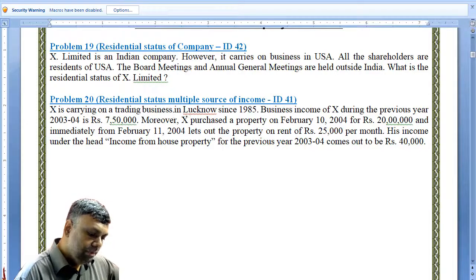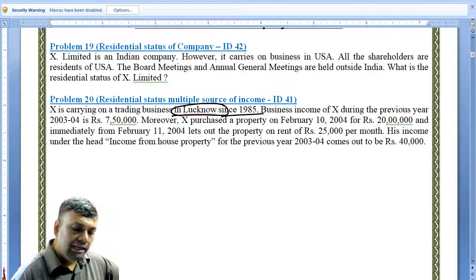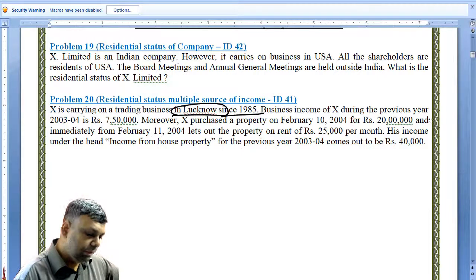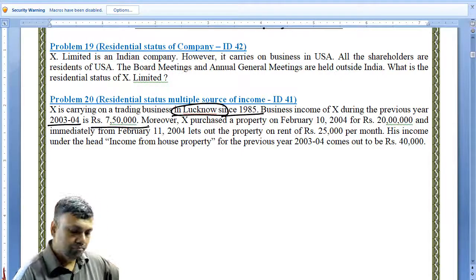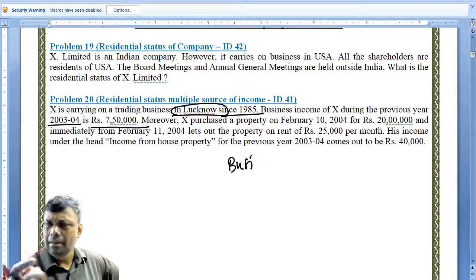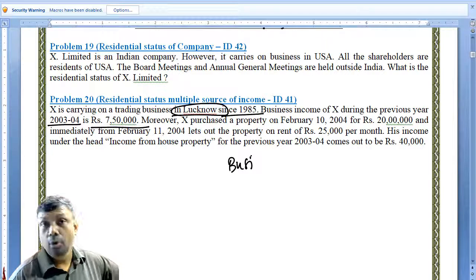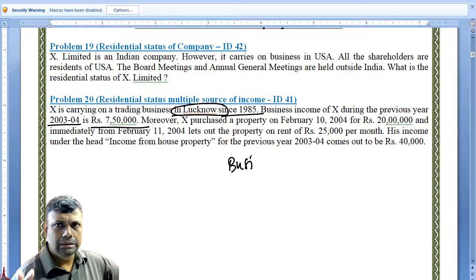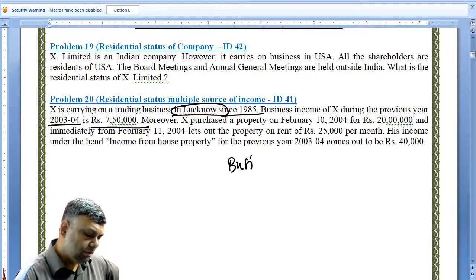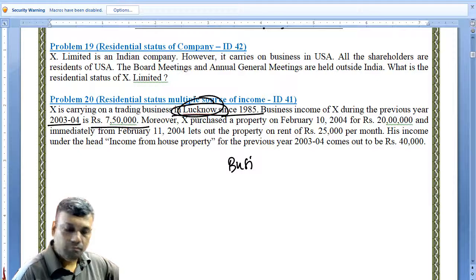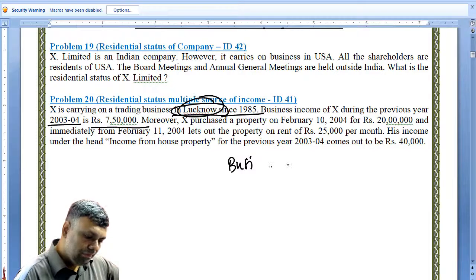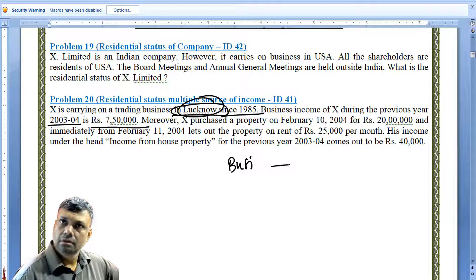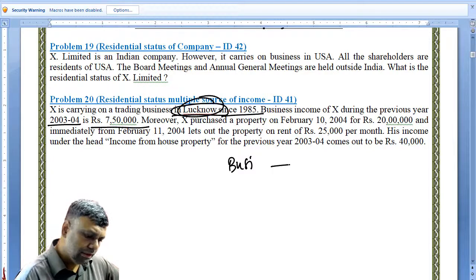X is carrying on trading business in Lucknow since 1985. Business income for the previous year 2003-4 is this, so you have a business income. Just understand, because of the provision we have to do a little bit of toggling of our mind. Actually, such things we don't need to do, but let's do it. Business is in Lucknow. Yeah, the business is already in Lucknow. So for business, you may say that you are resident.